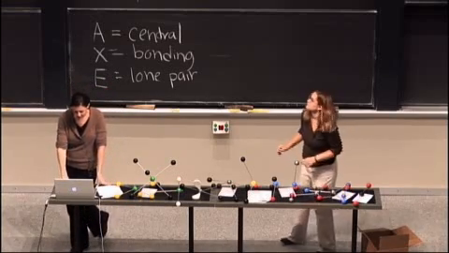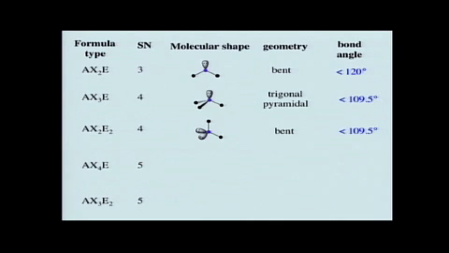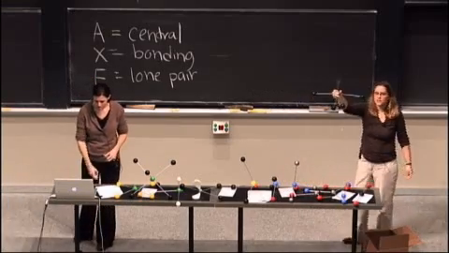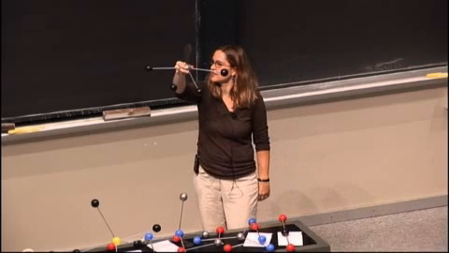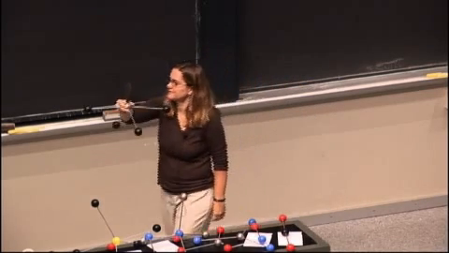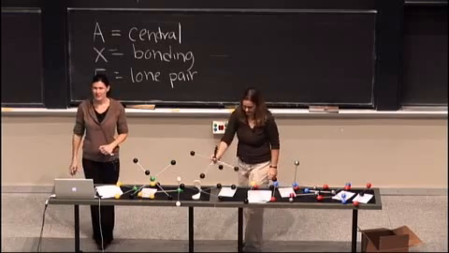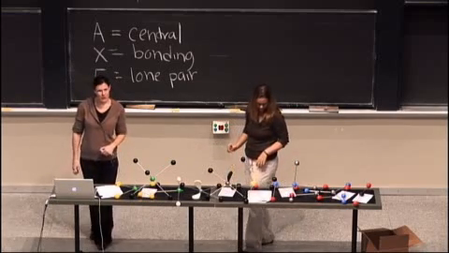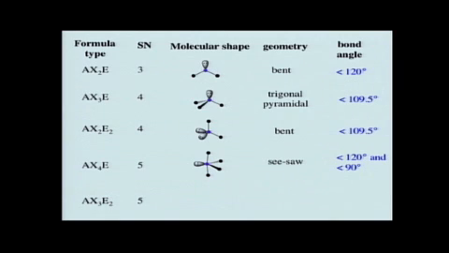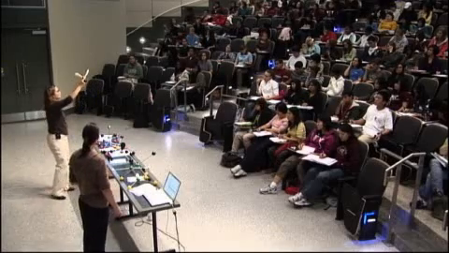All right, let's talk about AX4E. And that is what we call the seesaw shape. And so what difference in angles are you going to have here? Yep. So two sets again: one is less than 120 and one is going to be less than 90. So let's look at AX3E2. You'll notice there are a lot more combinations we can get to once we're talking about lone pairs. This is called T-shaped, and we had briefly discussed that, but not mentioned what the angles would be. So what angle would you have here?